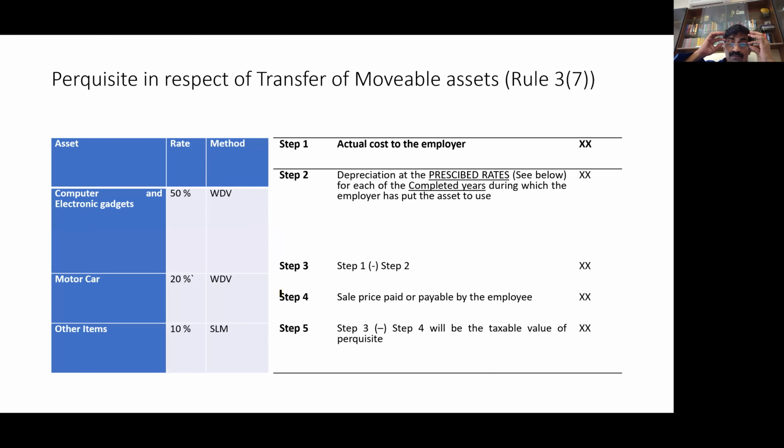Transfer of movable asset is a very interesting point. Just take a careful look at this particular point. Perquisite in respect of transfer of movable asset. That means here the ownership is transferred to the employee. So in such circumstances, how to value the perquisite becomes a question. Take the cost to the company, then you have to reduce depreciation at the prescribed rates. The prescribed rates are given here.